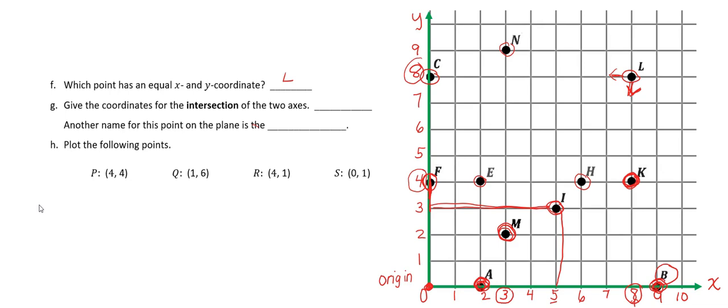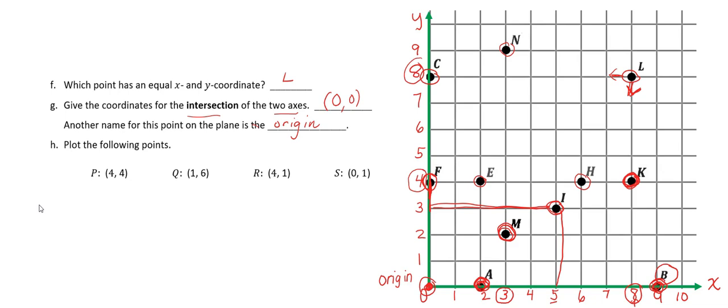Question G says to give the coordinates for the intersection of the two axes. So where the y-axis and the x-axis meet, and that would be back at the origin. So its ordered pair or coordinate pair would be 0, 0. And another name for this is the origin.